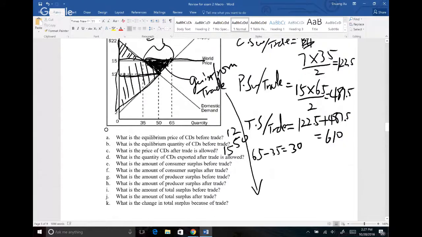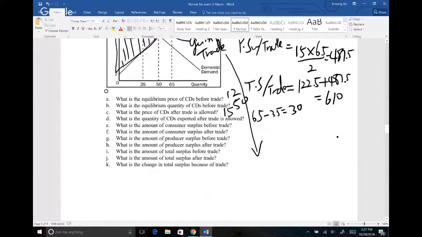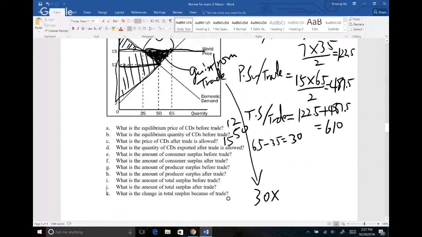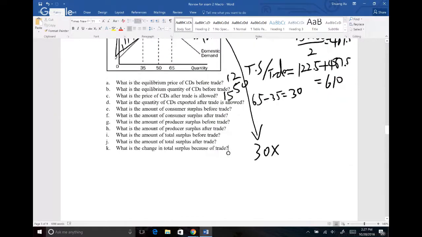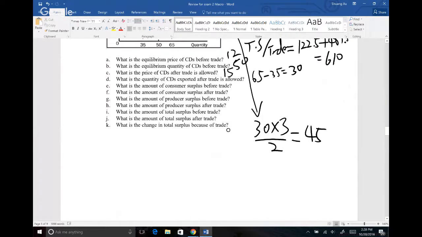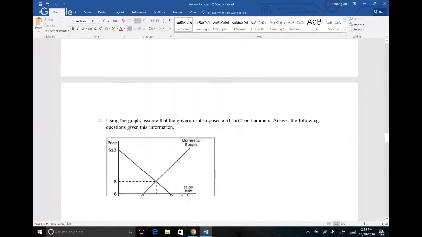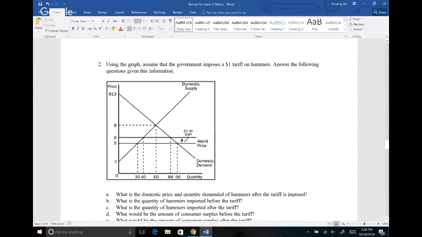So the base is from 35 to 65, so 30. And it looks like the height is from 15 to 12. That's a 3 divided by 2. So that's a 45. That's your gain from trade. All right, everybody got it? Okay, so, oh, by the way, this 45 is the answer for the last part. So part K, that's the answer for it. All right, and then let's look at the next one.